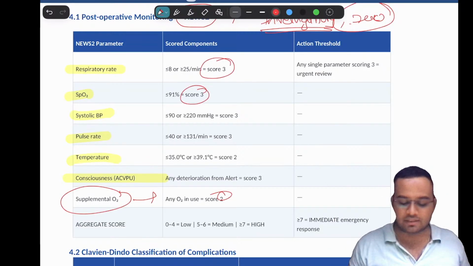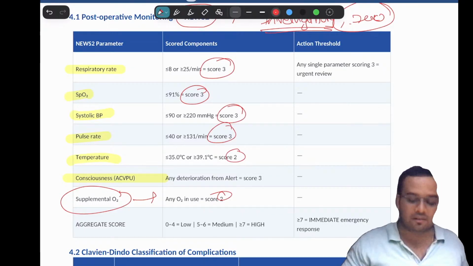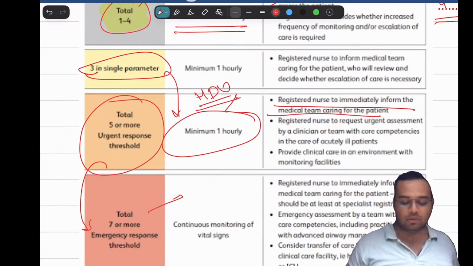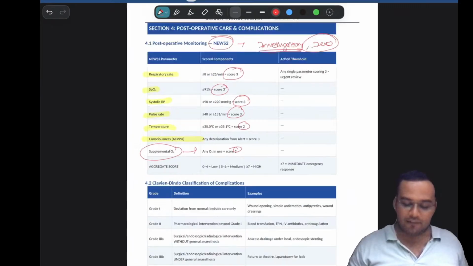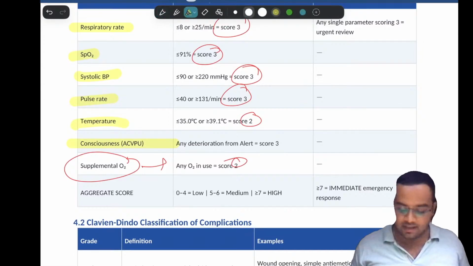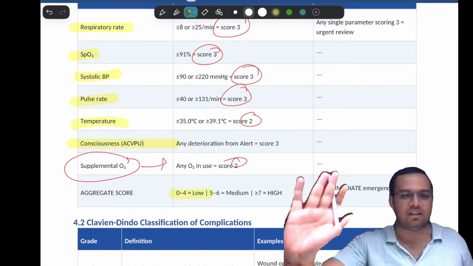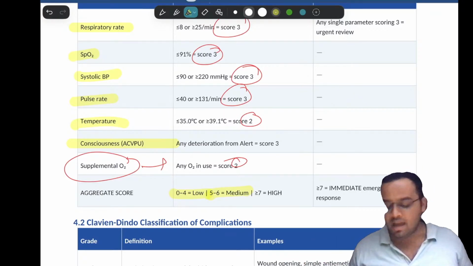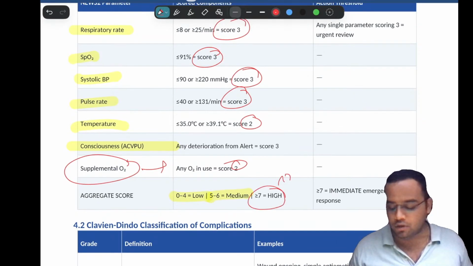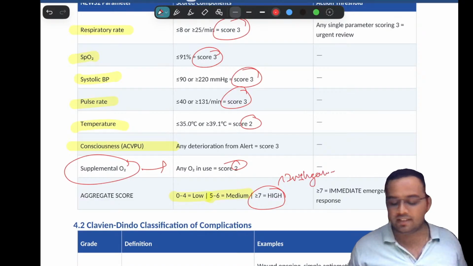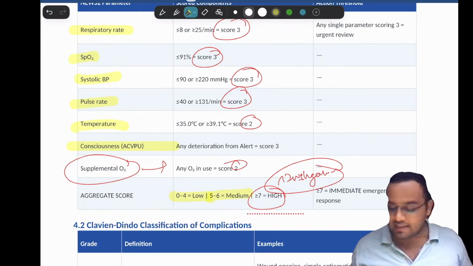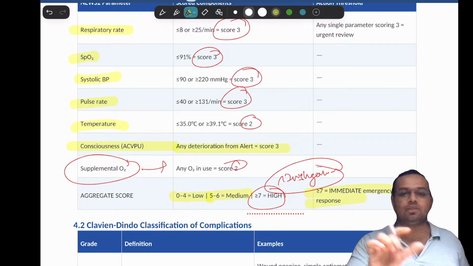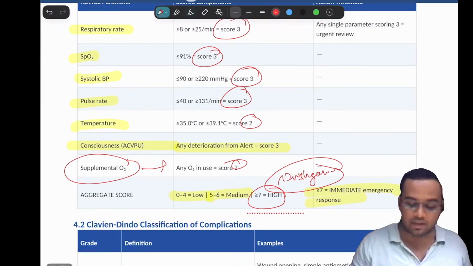So every parameter has a score of 3. Any one parameter in the table with a single 3 scoring naturally gets into the criteria of 5 or more. So what have they said? That 0 to 4, the score is low, you need to just keep the patient under routine monitoring. 5 to 6 is medium, you need to shift the patient to an hourly monitoring program, and more than 7 means that the patient needs some amount of investigations. It also means an emergency surgery response, and any deterioration or any score of 3 directly shifts your grade into grade B.